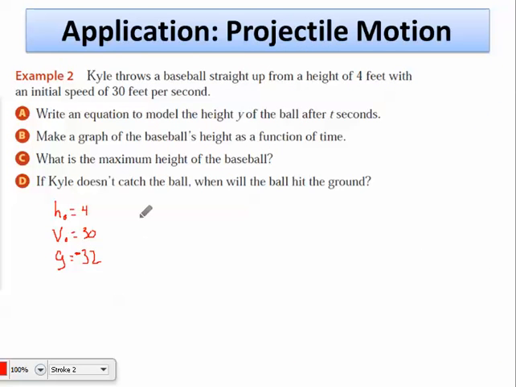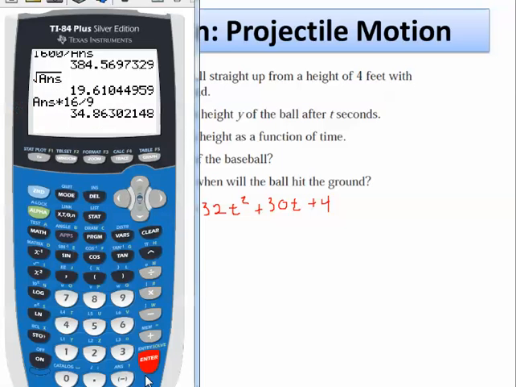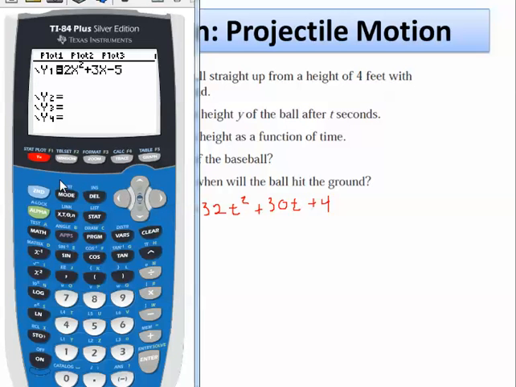Okay, so my equation is going to be y is going to be equal to negative 32t squared plus 30t plus 4. Okay, that's the answer to A. Right there, I wrote an equation. They're wanting me to graph this as the height of the function of time. Well, you know what? Calculators are great for doing this. Okay? Let's clear this out.